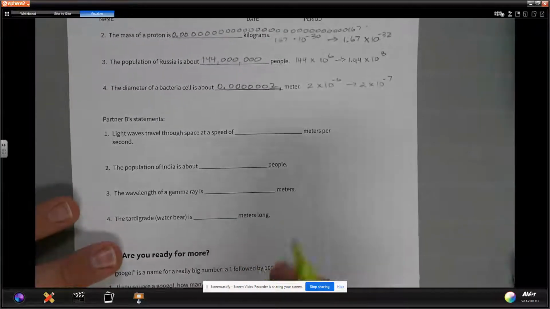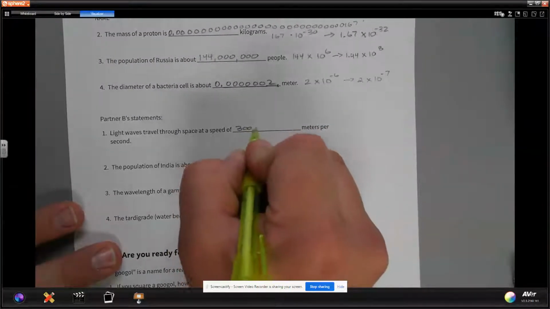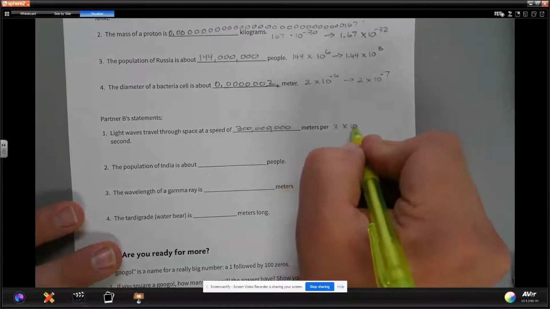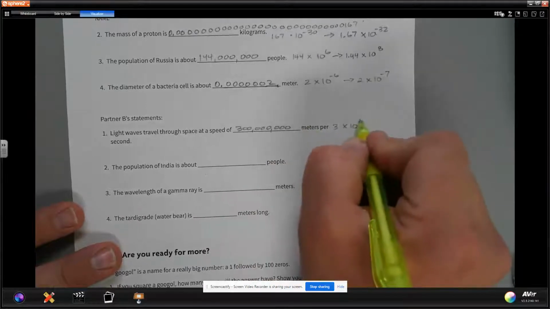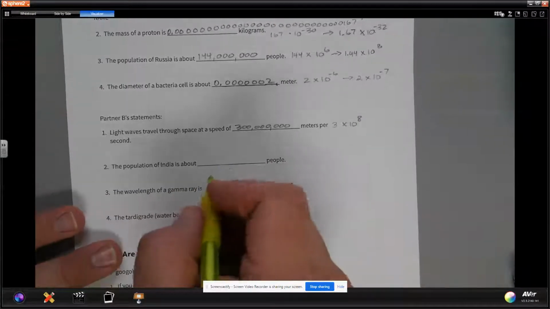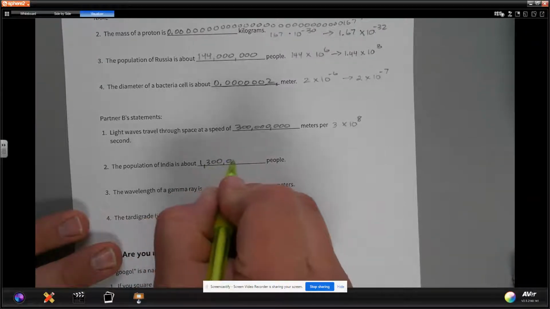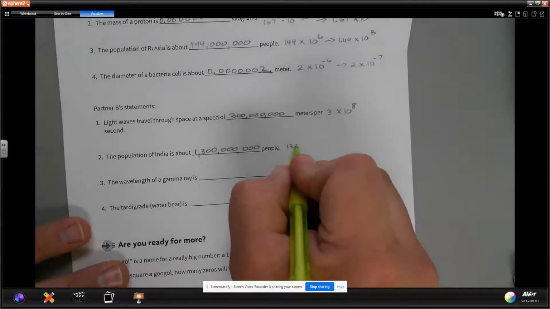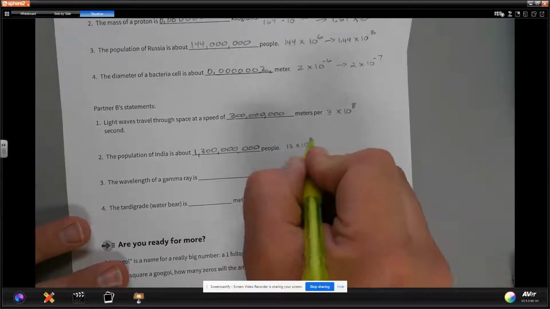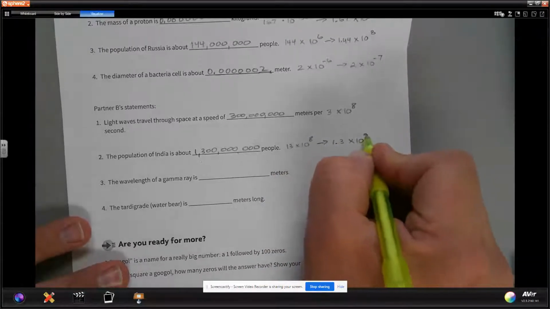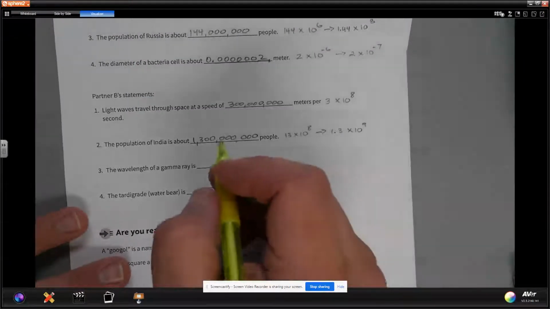Okay. Light waves travel at a speed of about 300 million meters per second. This would give us 3 times 10 to the 8th power. If we're talking about the population of India, it is 1,300,000,000 people. This would be 13 times 10 to the 8th power. In scientific notation, 1.3 times 10 to the 9th power. You'll notice there is a difference between these two when I talk about scientific notation. Again, we'll get into that piece.